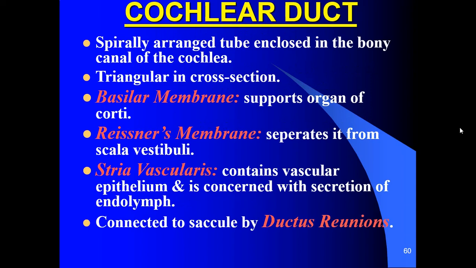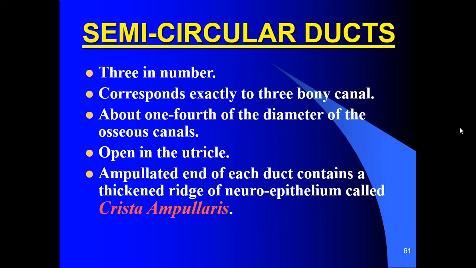The cochlear duct is a spirally arranged tube enclosed in the bony canal of the cochlea. It is triangular in cross section. The basilar membrane supports the organ of Corti. Reissner's membrane separates it from the scala vestibuli. The stria vascularis contains vascular epithelium and is concerned with the secretion of endolymph, and the cochlear duct is connected to the saccule by the ductus reuniens. The semicircular ducts are 3 in number.